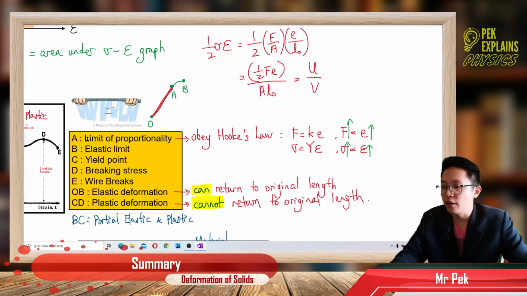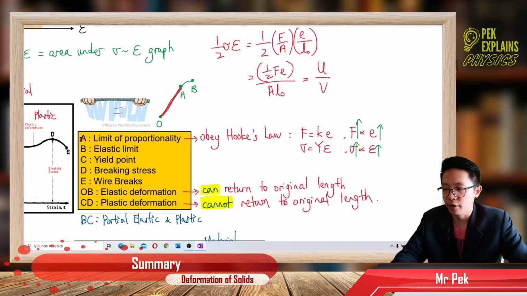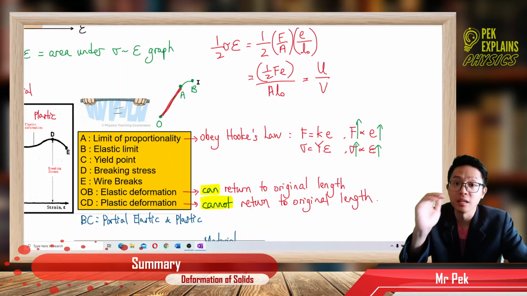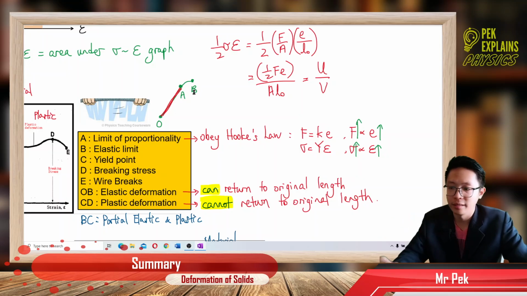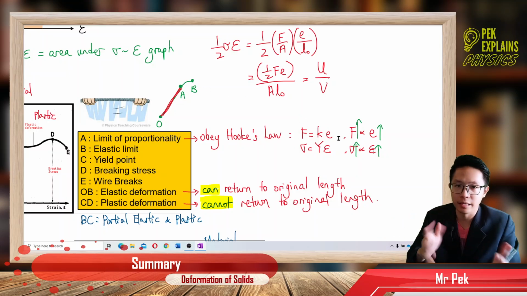So before the limit of proportionality, point A, these two equations are valid. Force F equal to ke and stress equal to Young modulus times strain are valid. After point A, the graph becomes curved already. It's no more a straight line. So these two equations cannot apply anymore.